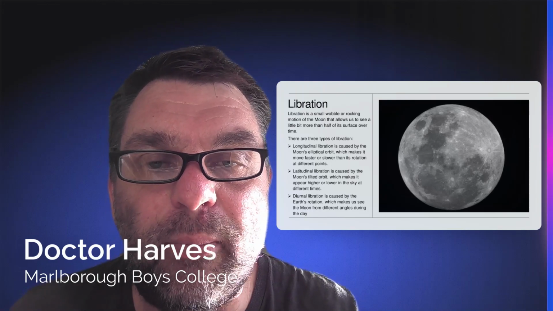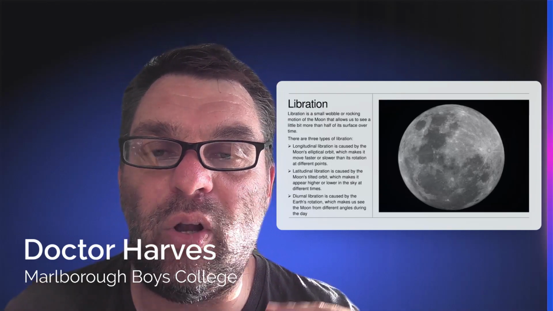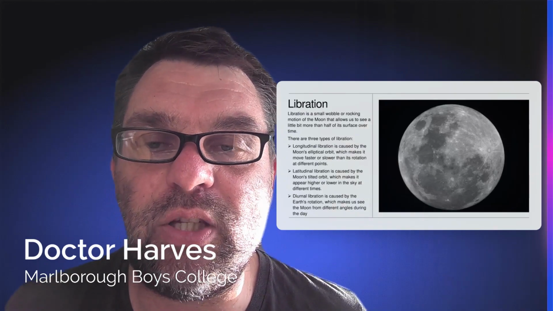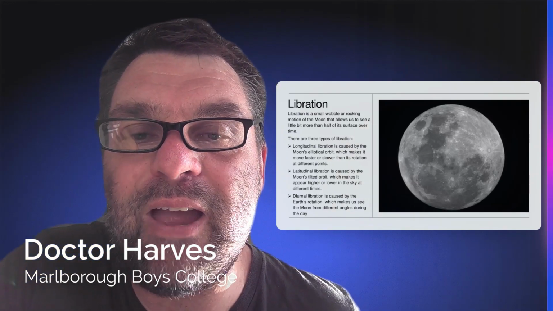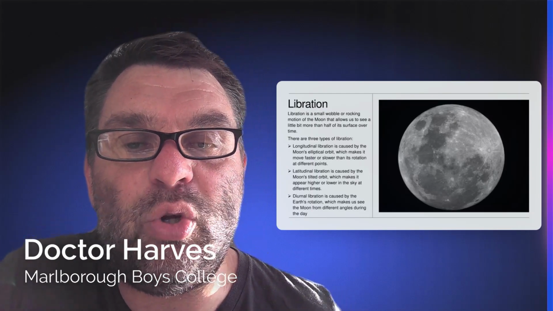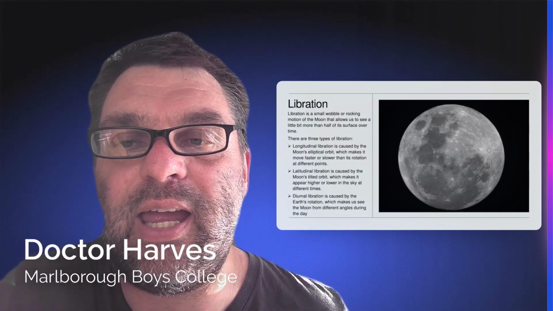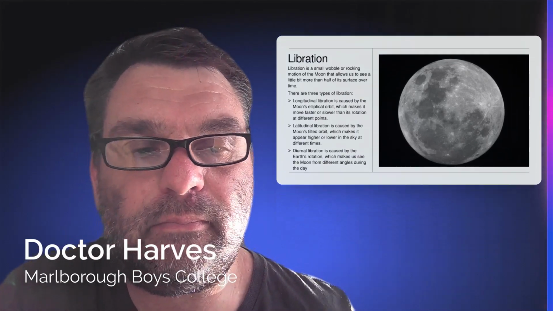The latitudinal libration is caused by the tilted orbit, which makes it appear higher or lower in different points of the night sky. And then we have diurnal libration, which is caused by the Earth's rotation, meaning you see the moon at different angles depending where you see it during the day in our sky.